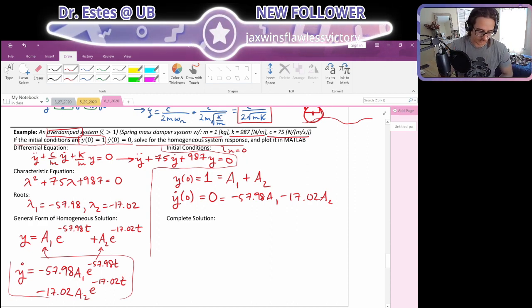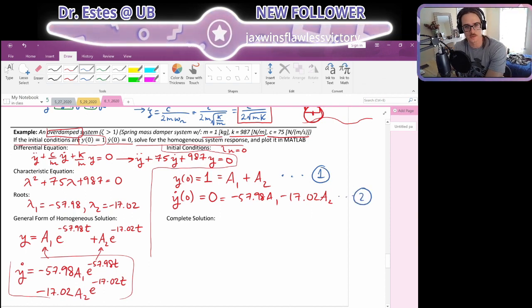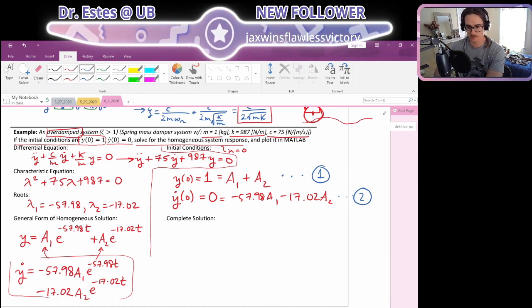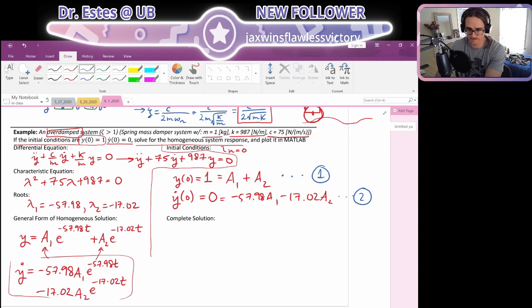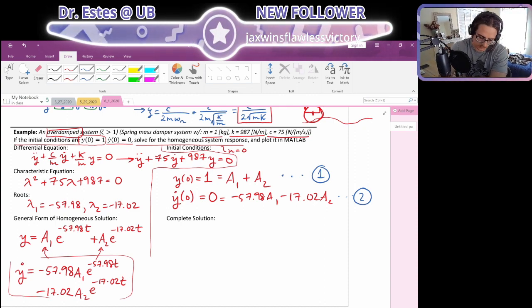And so we have two equations. Let's call this 1 and 2. And we have two unknowns, A1 and A2. Now you could solve this just by doing a simple substitution. It wouldn't take you long to do by hand. But as we do more complex systems, I want to show you a technique to use MATLAB to get this. So we're going to set up a matrix equation.